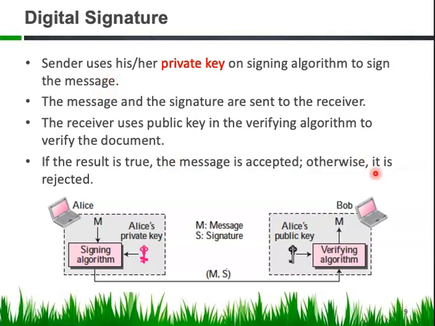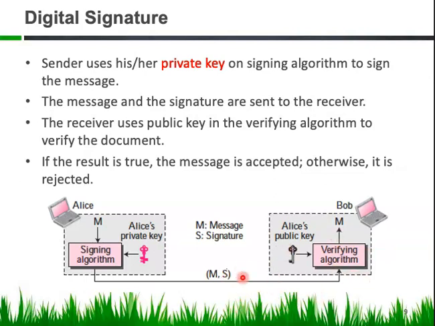This is an example of a digital signature. A digital signature uses a pair of private and public keys. The sender, Alice, uses her private key in the signing algorithm to sign the message. The message M and the signature S are sent to the receiver. The receiver, Bob, uses the public key in the verifying algorithm to verify the document. If the result is true, the message is accepted.